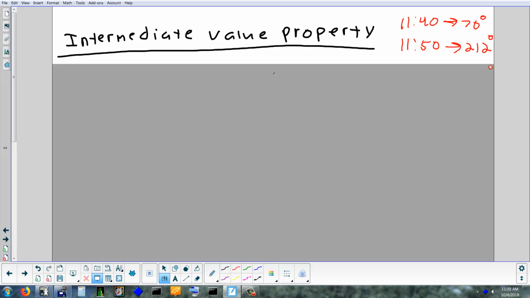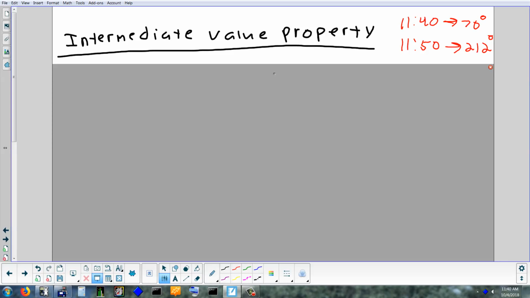So that means there's a time when the temperature of the water was exactly 190 degrees. There's a time when the water was 150.5, 170.62. You will go through every single temperature. All the temperatures between 70 and 212 are intermediate values. That's what they are. And we're going to go through every single one of them, right? Because boiling water is a continuous process.